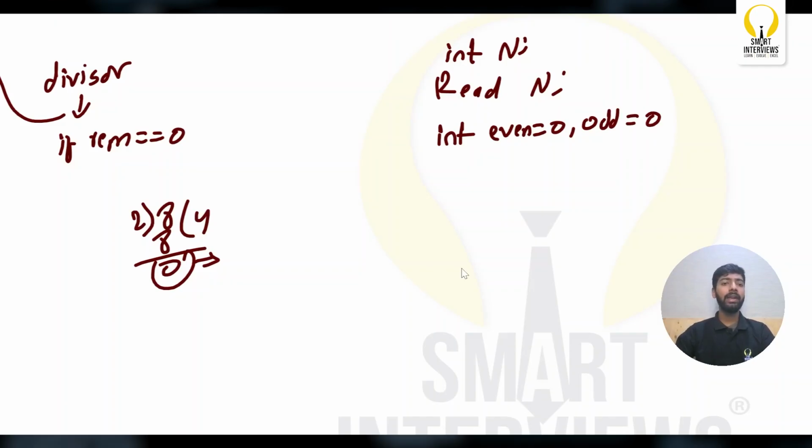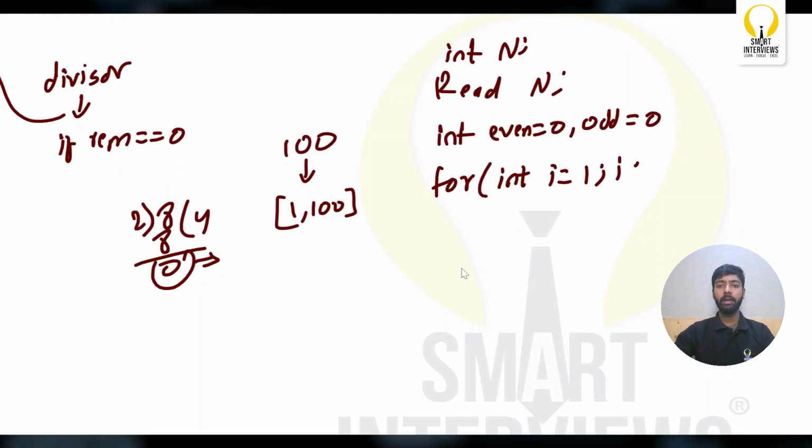Can the divisors of n exceed greater than n? If n was 100, can I have a divisor greater than 100? No, right? So that means all the divisors will be in the range of 1 to 100, both inclusive. So for that, what can I do? I can simply run a for loop, initialize I with 1 and run the for loop till 100. In our case, it's the variable n, I plus plus.